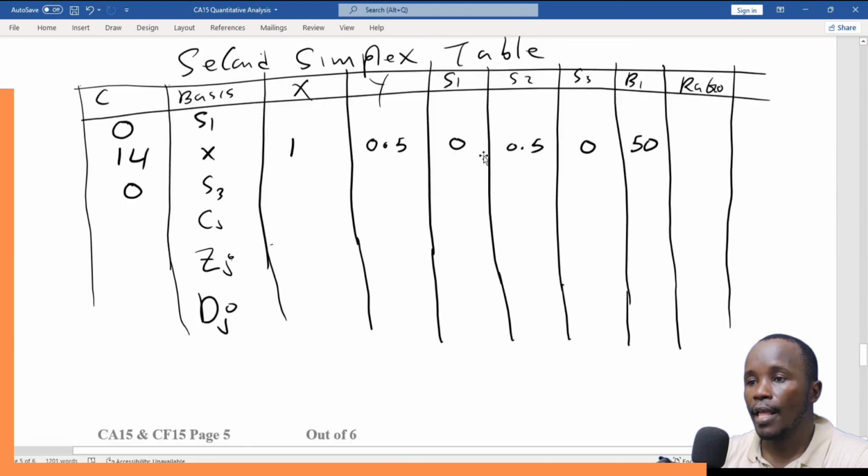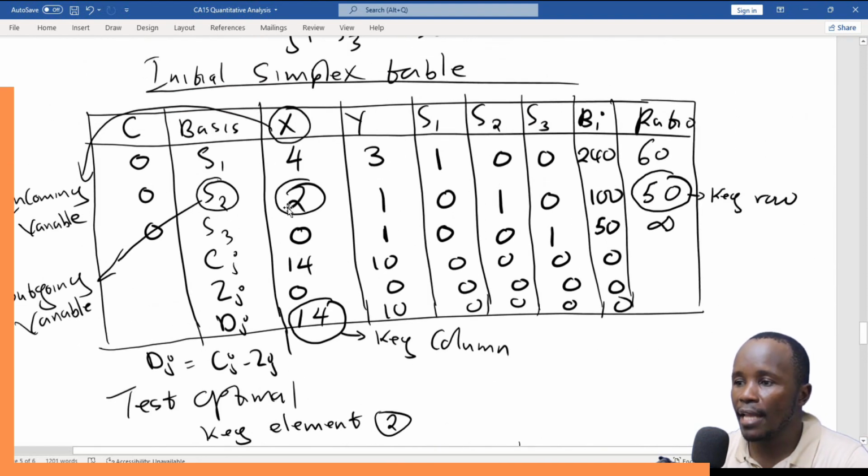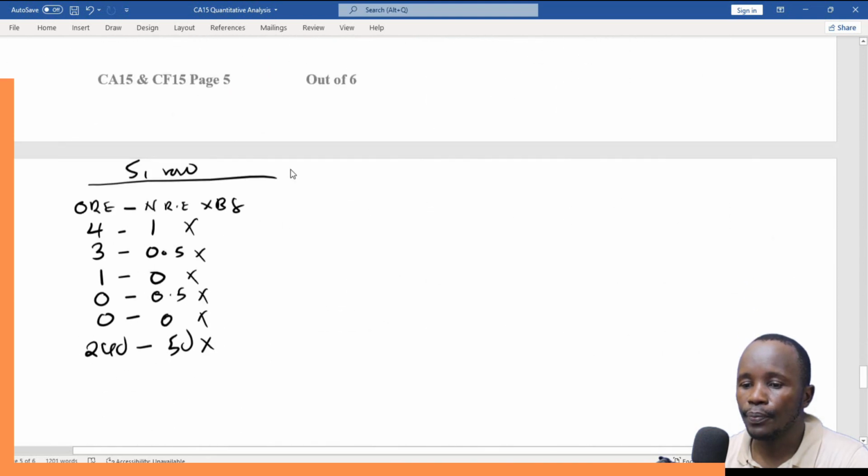0.5050. Correct. Now, balancing figure. What is the balancing figure? You move to the key column and the point where it coincides with the row of interest. Key column is 14. The point here is 4. So our balancing figure is 4. I hope you can see that.